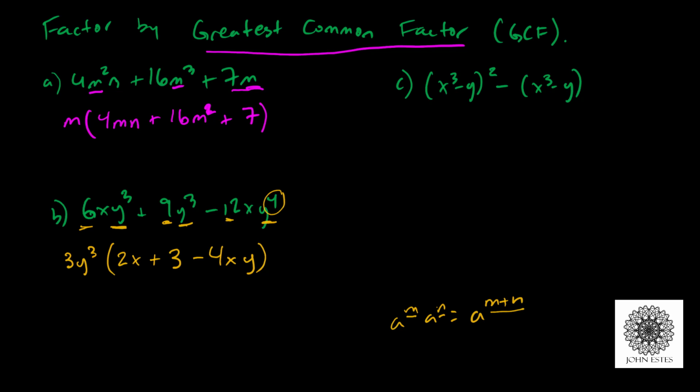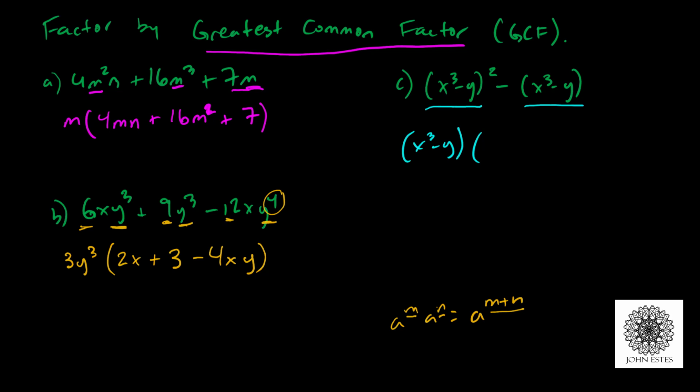In this last example, we have x cubed minus y quantity squared minus x cubed minus y. It looks a little different, but you have to notice my terms are these entire expressions, x cubed minus y. Both terms have a common factor, which is the x cubed minus y. So I take out an x cubed minus y.